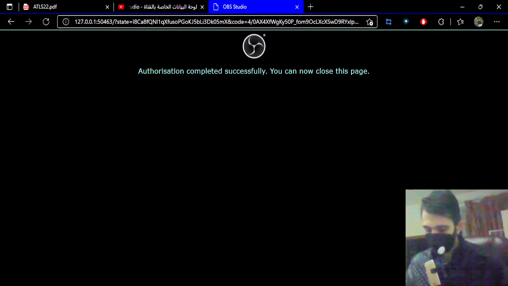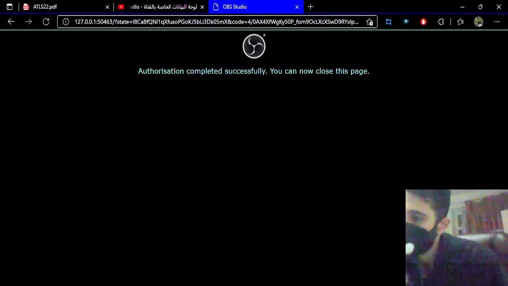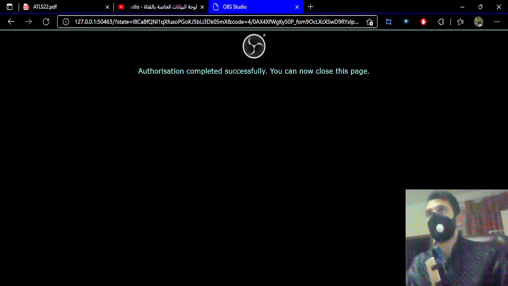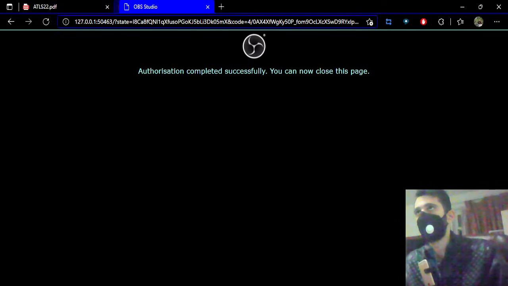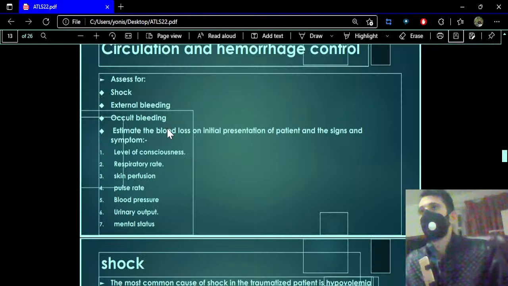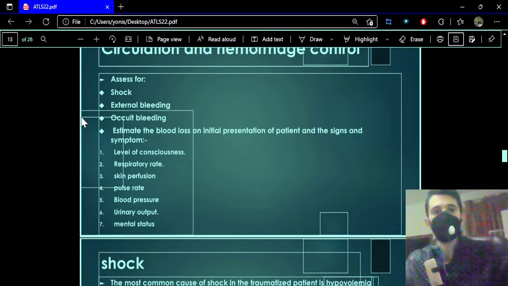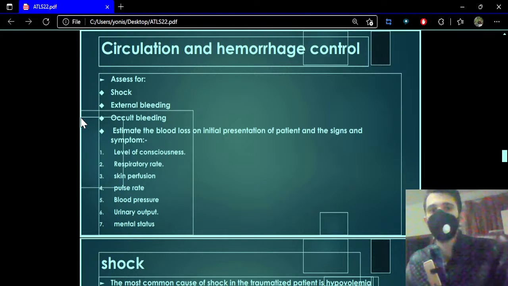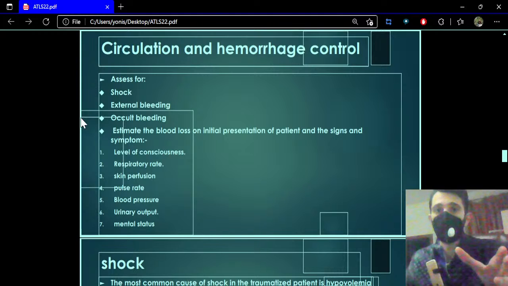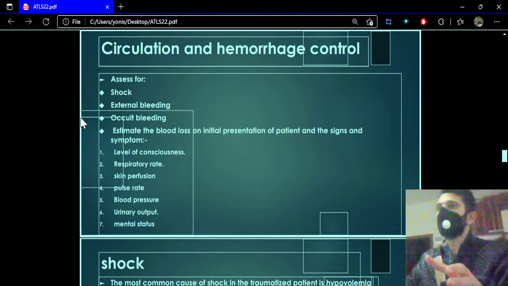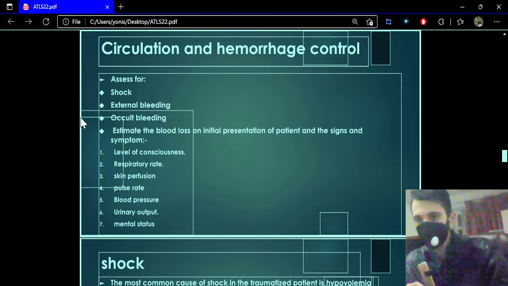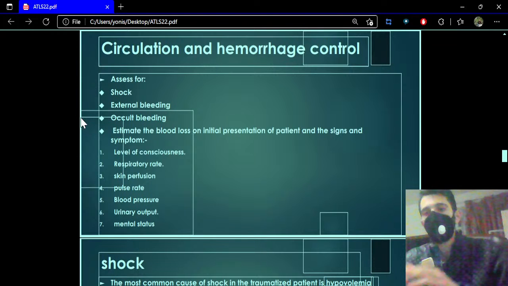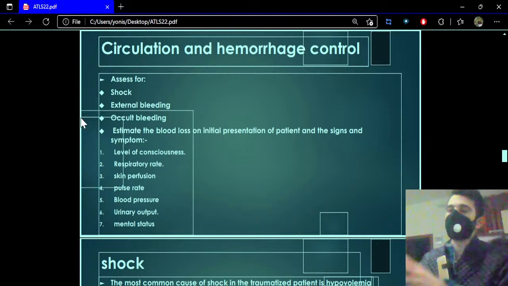It will be a very important lesson, so please listen carefully, and we will be studying this important subject. The subject today is very clear and everyone can see it on the screen. Here we have circulation and hemorrhage control. I hope it is a very interesting subject for many of you who haven't heard of such a thing before.